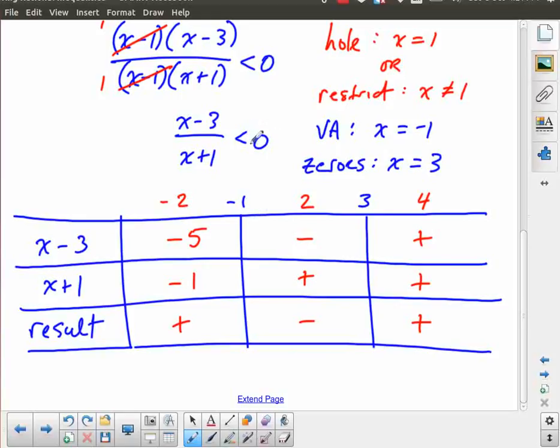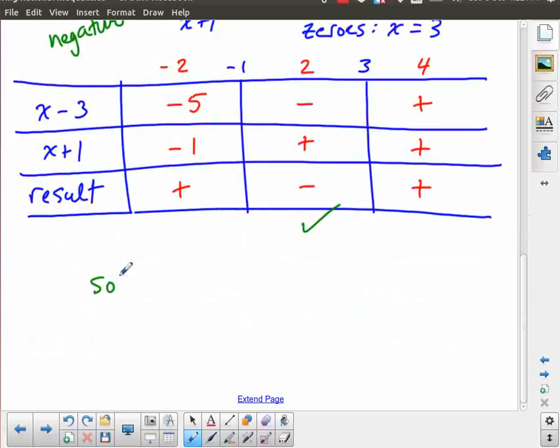Here is less than 0. I want this thing to be less than 0. That means I want a negative result. So which one of these gives me a negative result? Well, it looks like this one gives me a negative result. These two are giving me positive results. So this is my solution. So my solution would normally be from -1 to 3.